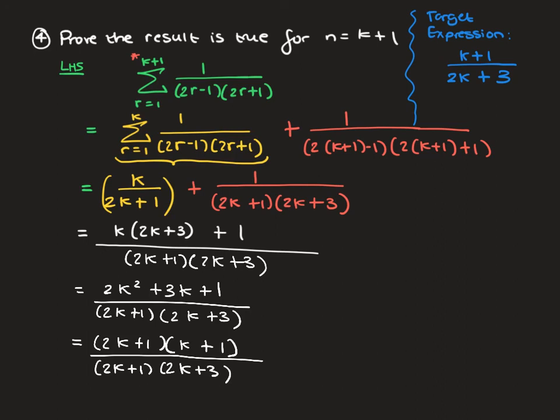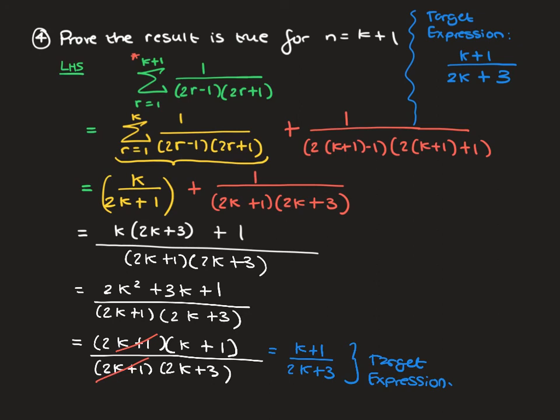So the numerator factorises as 2k plus 1, k plus 1. And then, of course, that allows us to cancel out these parts here, and we are left with k plus 1 over 2k plus 3, which is the target expression. So we have proven that the result is true for n equals k plus 1.